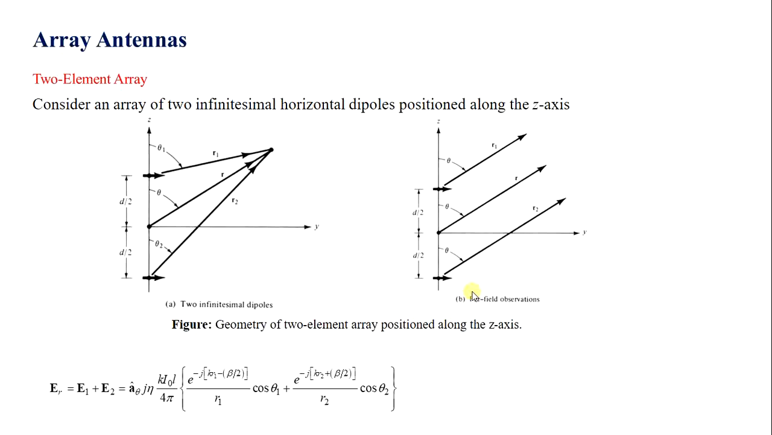After adding the individual electric fields of both the elements, we get E total equals a theta bar j eta k I naught l upon 4 pi into [e raised to minus j (k r1 minus beta by 2) divided by r1 cos theta 1 plus e raised to j (k r2 plus beta by 2) divided by r2 cos theta 2]. This is theta 2 and this is theta 1, where beta is the difference in the phase excitation between the elements. The magnitudes of the excitation of the radiators are identical.